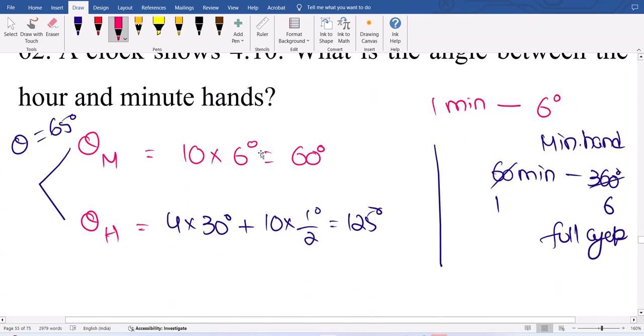Why two things to be considered for our hand, sir? At 4 o'clock, our hand is at what place? At 4, right? At 4:30 our hand is between 4 and 5. So depending on minutes, our hand is moving. So minutes also we should consider.